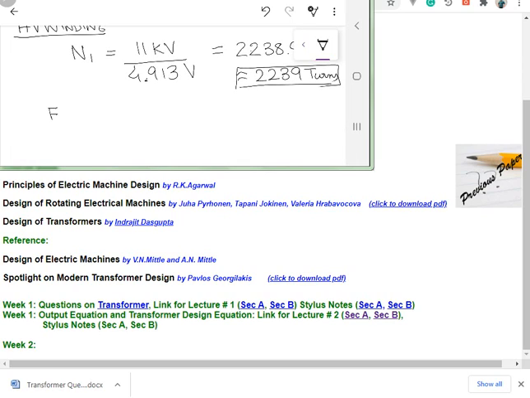what is the ET formula? ET is equal to 4.44 F into BM into AC, sorry, this N is not going to be there.